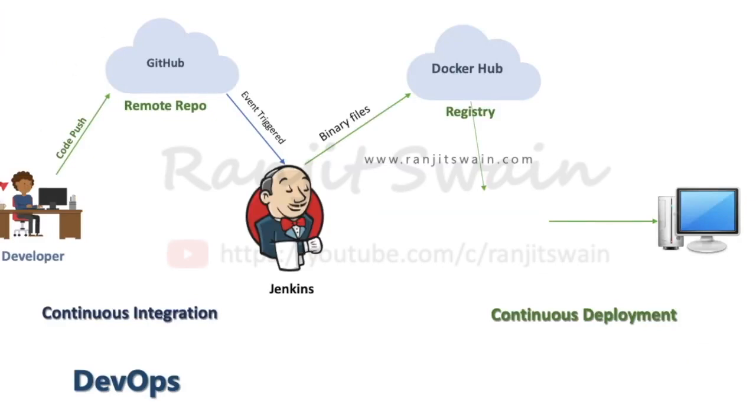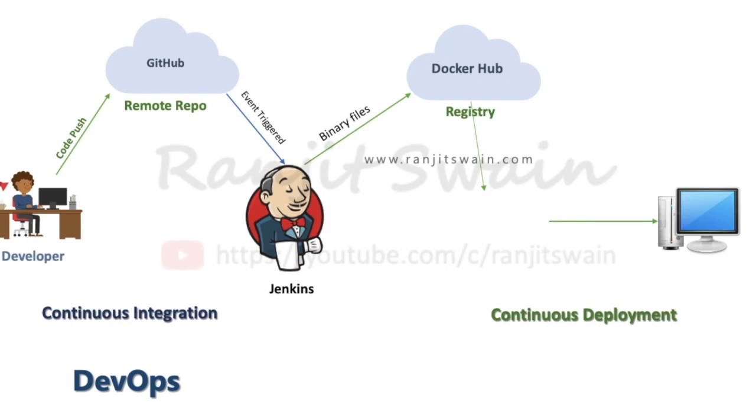First, the developer has to write and develop the project. Once the developer has finished the code, it has to be committed to the local repository. After that, the developer has to push the code to the GitHub remote repository. Once the code is pushed to the GitHub remote repository, one event will be triggered automatically to Jenkins. So here we are using a webhook to trigger the event.